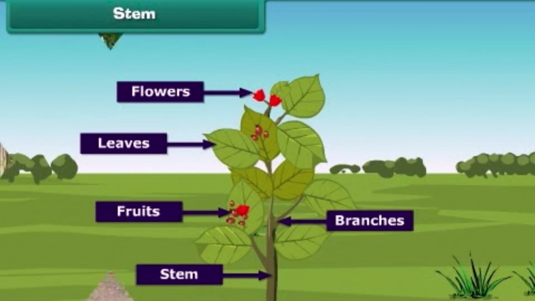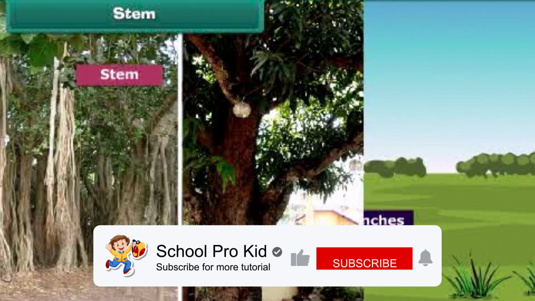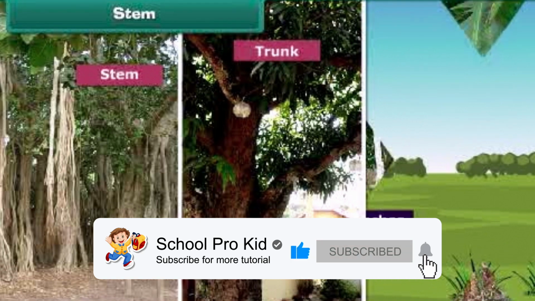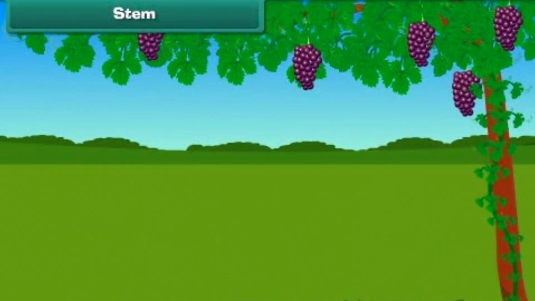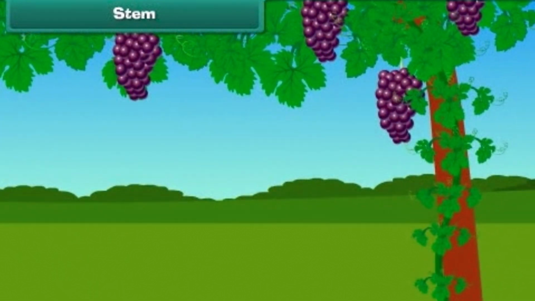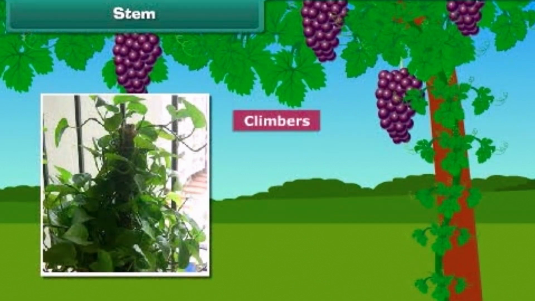Some trees like banyan and mango have a hard, strong and brown stem. It's called trunk, whereas some trees such as banana have a thick but soft and green stem. In some plants, the stems are so weak that they cannot hold the plant upright. Such plants climb with the help of a support, so they are called climbers. Money plant is the best example of this kind.